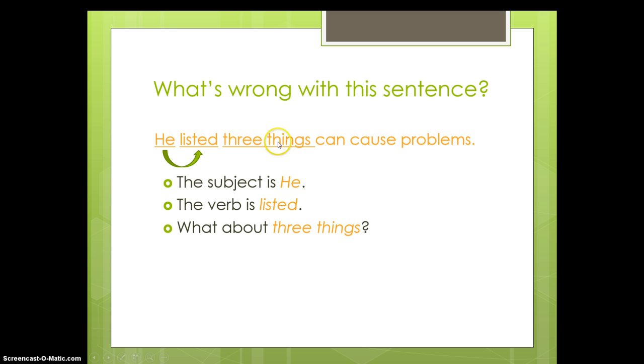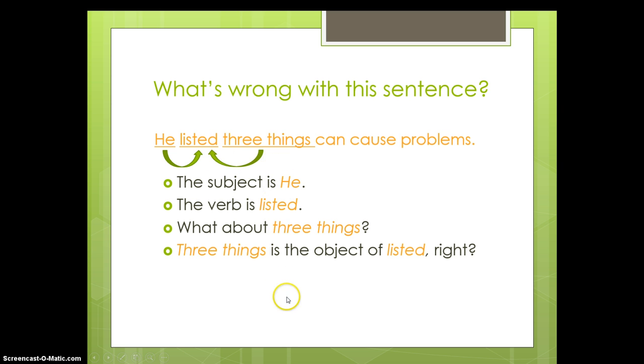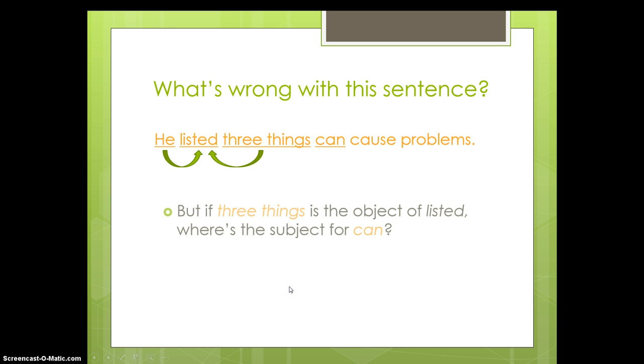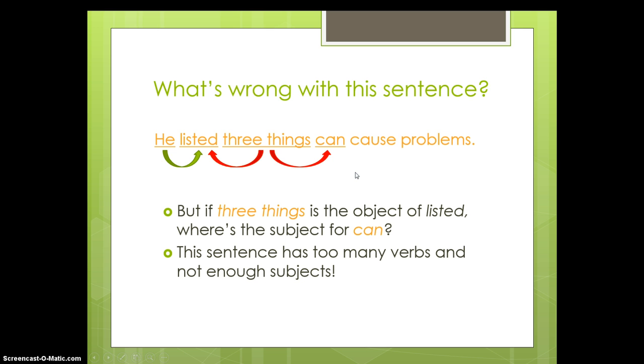Now, what about three things? Well, three things is the object of listed, right? There we go. But the trouble is, if three things is the object of listed, well, what's the subject for can? This sentence has too many verbs and not enough subjects.